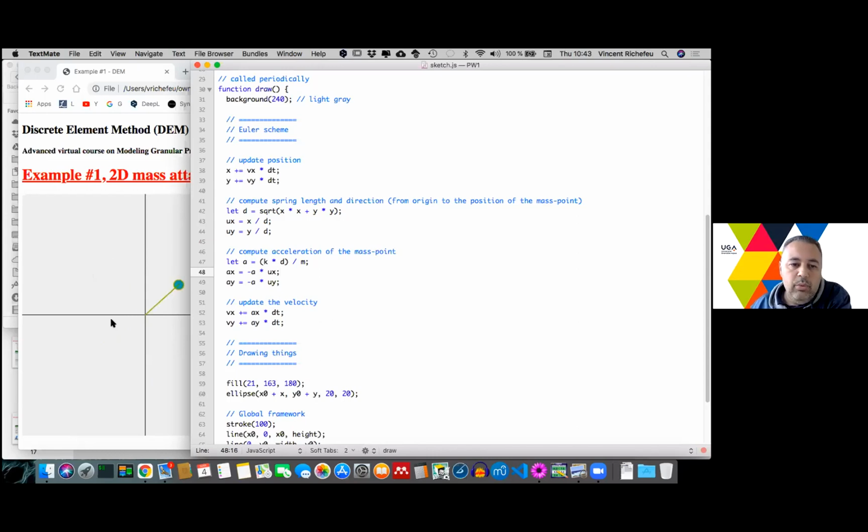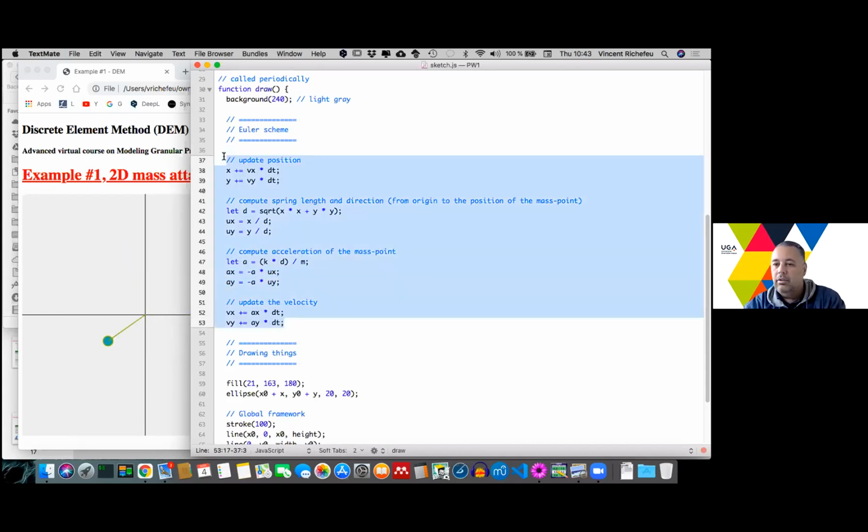So this acceleration will act in the direction from the mass to the origin. So this direction is given by minus ux, uy. And if I multiply this unit vector by the acceleration intensity, I will obtain the acceleration vector, which is here. And I use this acceleration vector to update the velocity. And that's it. This is the first DEM code, not really DEM, that we can do with a few lines of code.